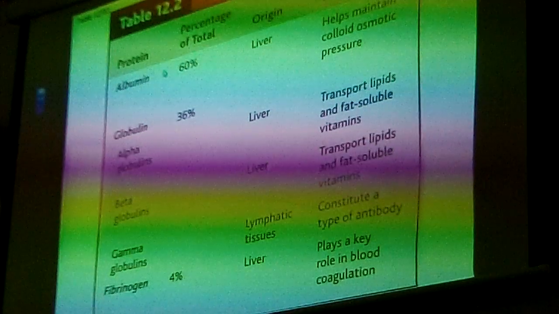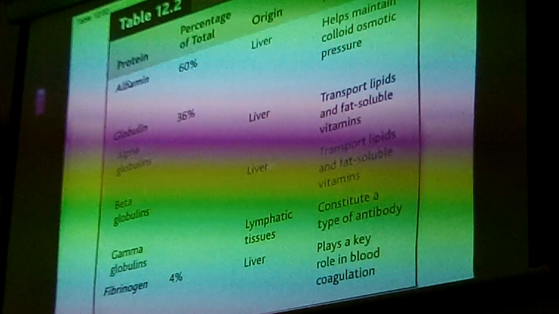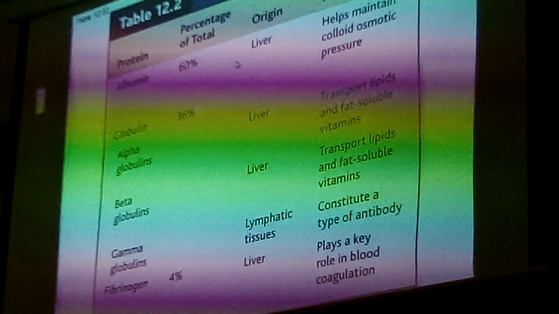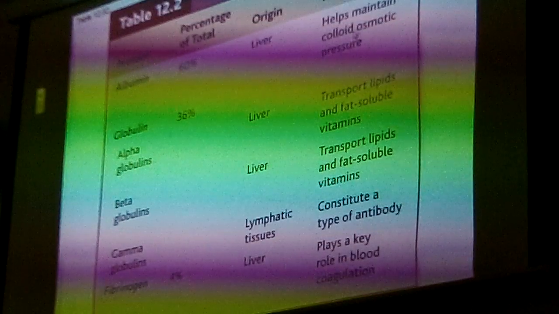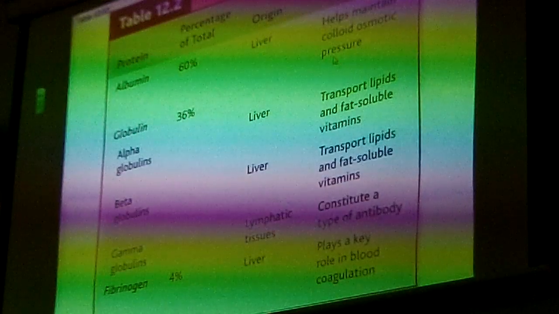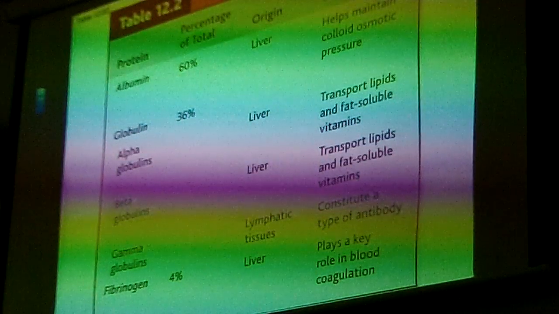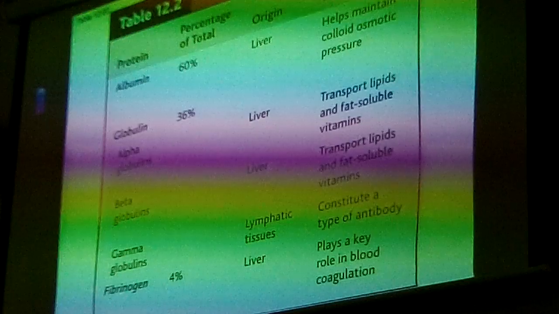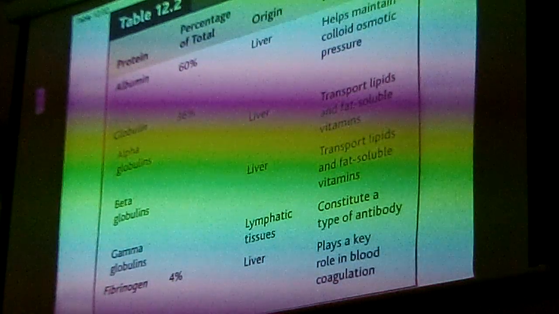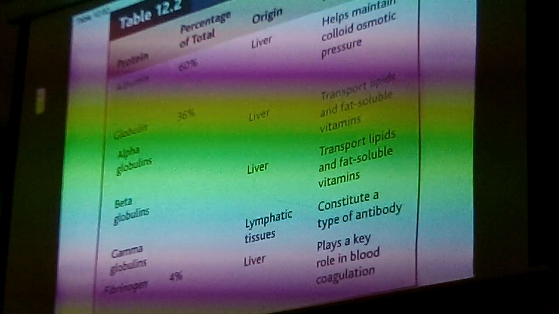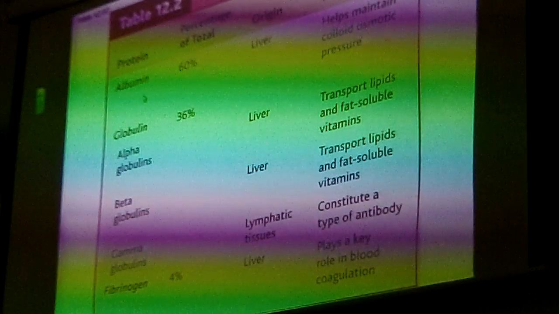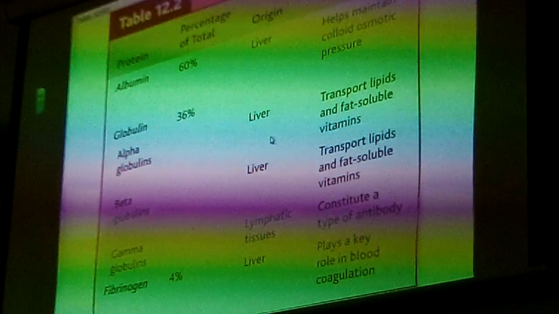Albumin, 60% of the proteins that are in the plasma are albumin proteins. And they're made in the liver, and they help maintain the osmotic pressure of the blood. You can't have your blood be too watery, and you can't have it be too thick. And the albumin proteins give it the right amount of thickness. So most of the protein in the blood is this albumin protein that contributes to the thickness of the blood.